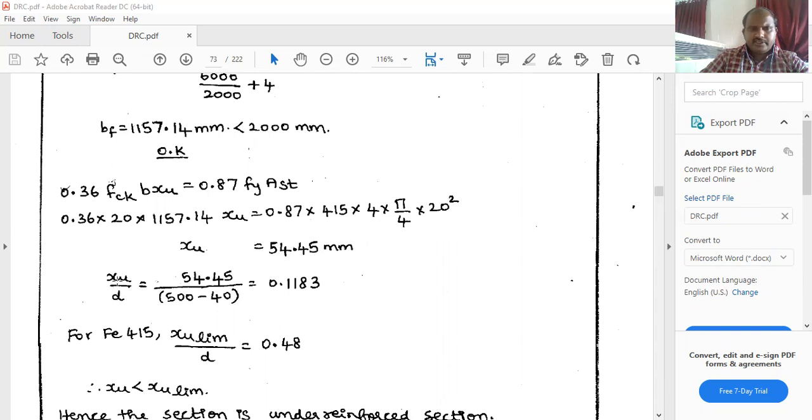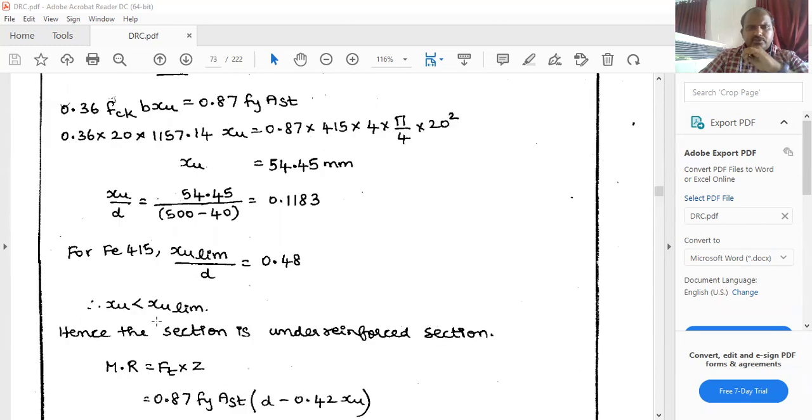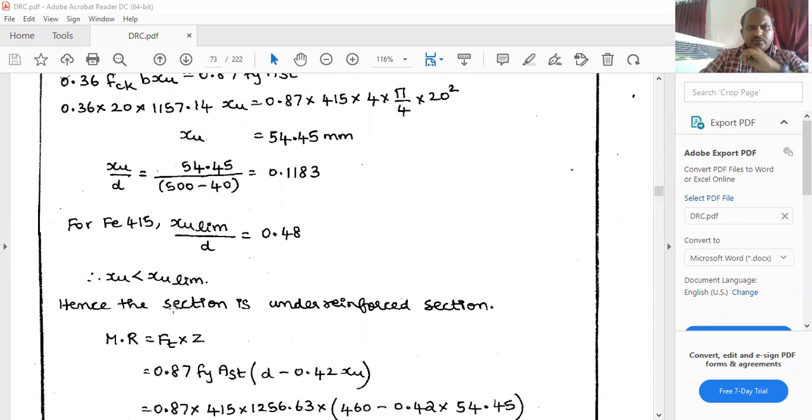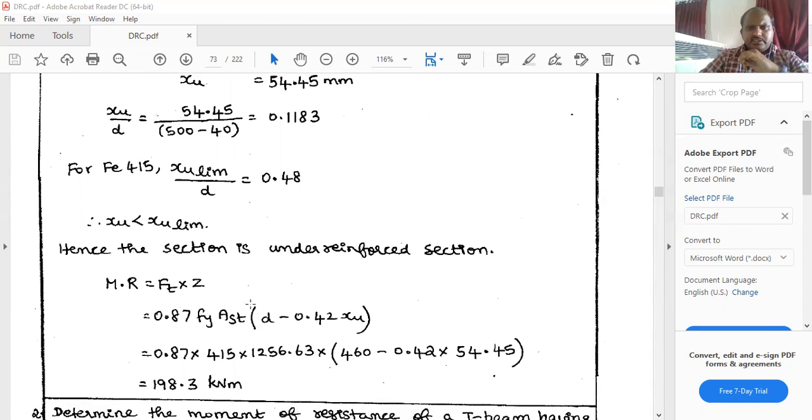So next we find XU divided by D. XU value is 54.45, and D is the effective depth, 500 minus the cover, which is already given in the question. So finally XU divided by D is 0.1183. For Fe415 steel, XU limit divided by D is 0.48. Therefore XU is less than or equal to XU limit. Hence, the section is under-reinforced.